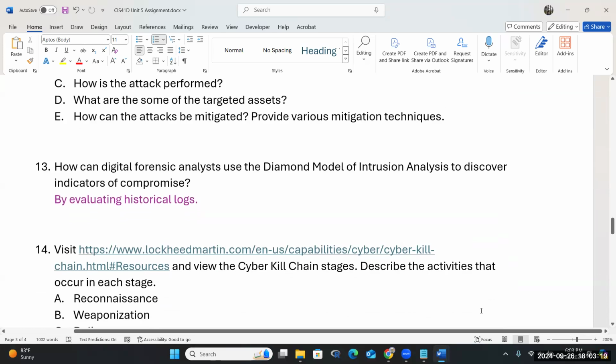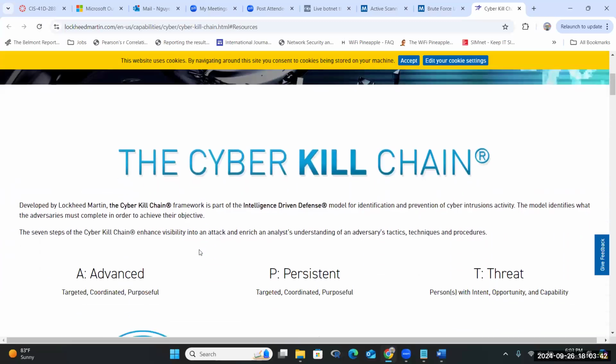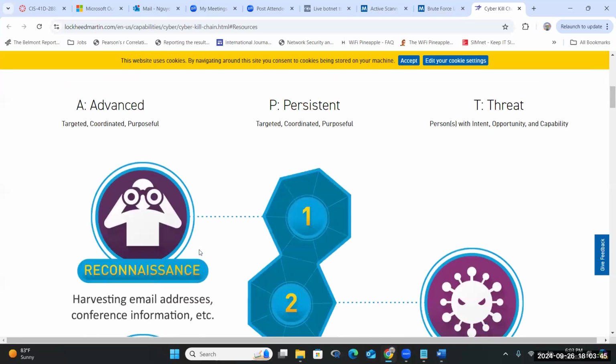Then 14, you're going to visit the Lockheed Martin website, and it's going to contain the cyber kill chain. The book does give you a screenshot, and I think I include that in the notes, of the actual website or the web page of the cyber kill chain. So when you visit here, it's going to give you the stages for APT. It's similar to the other model. We would start with recon.